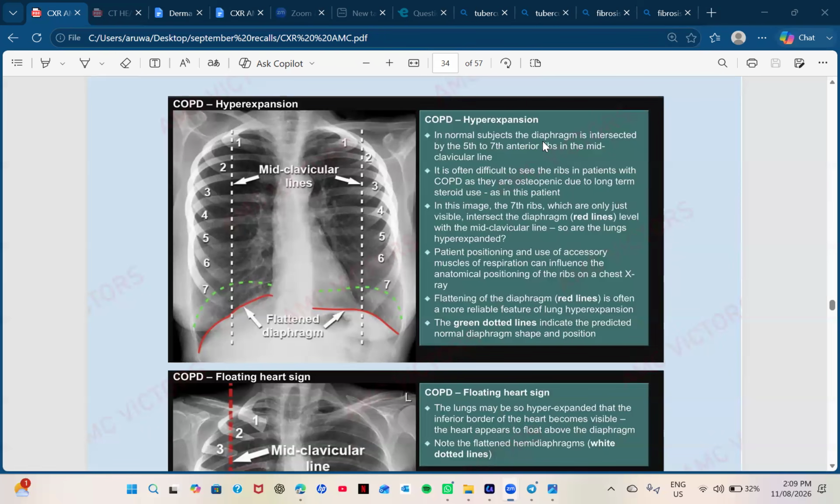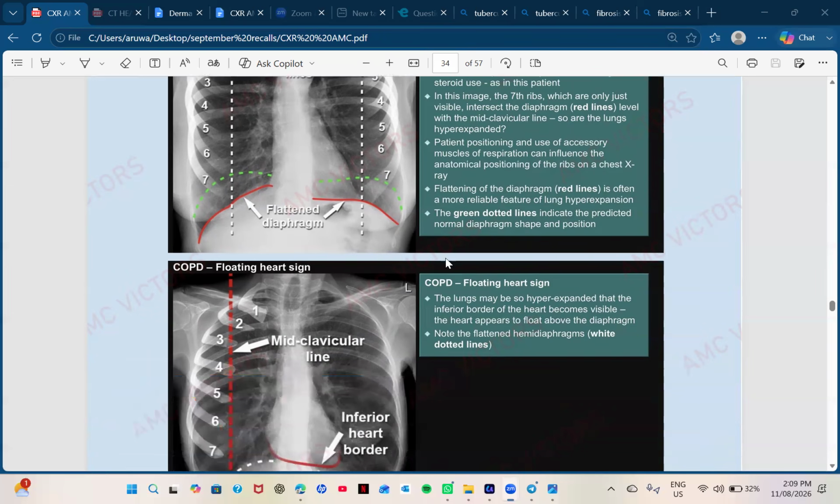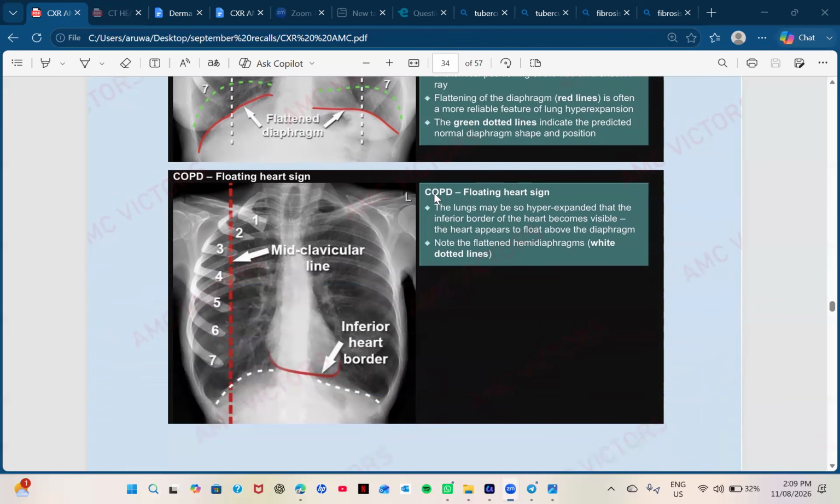Because normally the diaphragm intersects the 5th to 7th anterior rib in the mid-clavicular line. But in this area, it's going down, right? Hyperexpansion in COPD. Other than that, what you can see is the floating heart sign.